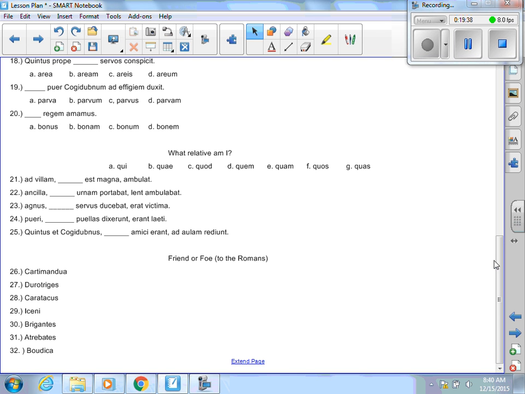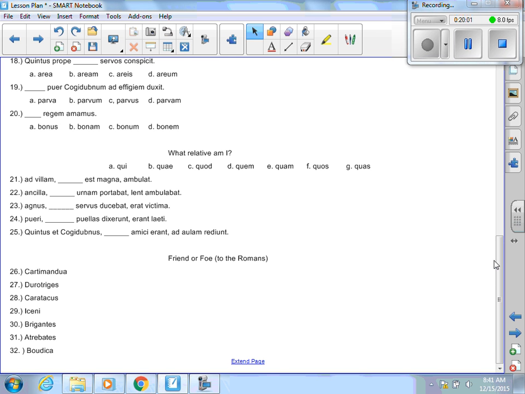Number 24, pueri is the antecedent, so I need a plural masculine. I look inside my clause. I'm missing a subject. Pueros is my direct object. I'm missing a subject, so I need a nominative. I need a nominative because of how it's used in the clause, a plural masculine because of pueri. So nominative, plural, masculine, qui, A.